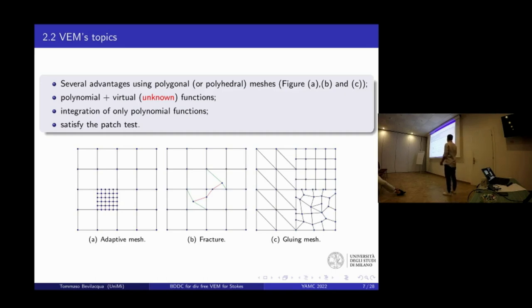The main aspect of the virtual element method is that its space of functions is made of polynomial functions, which are used to guarantee the convergence of the method, plus other virtual functions that remain unknown. They are practically defined as solutions of the PDEs related to the differential problem you are studying. What characterizes this method is that to approximate the bilinear form, you have to integrate only polynomial functions and not complex functions. Also, they satisfy the patch test, which is a quite good property for engineers.